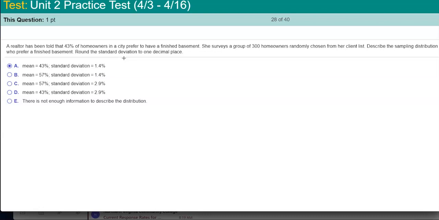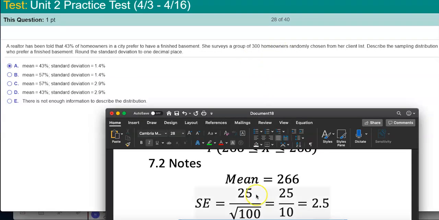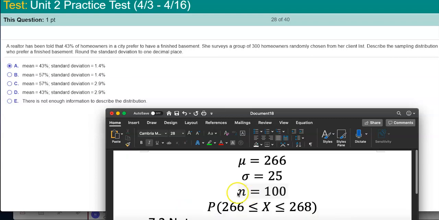A realtor has been told that 43%, now that's the proportion we're given. Okay, so I'm kind of thinking, which classes or which notes did we go over proportion? And there are a couple of them. Let's keep reading. Told that 43% of homeowners in a city prefer to have a finished basement. A survey of a group of 300 homeowners. I gotta write these down. Hold on.